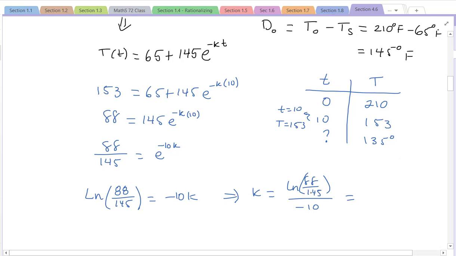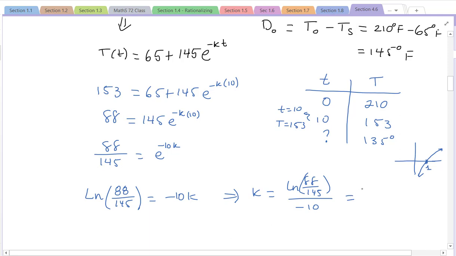Notice that 88 divided by 145 is a number smaller than 1, so the natural log is going to be negative. Divided by a negative, I am going to get a positive number. How do I know that it's going to be negative? Remember the graph of the natural log: it crosses the axis at 1. For any x smaller than 1, the natural log is down here in the negatives. So 88 over 145 is smaller than 1, so I know it's going to be a negative answer.